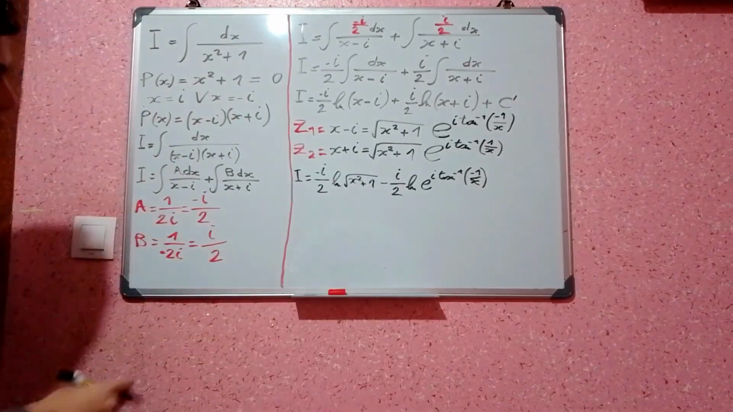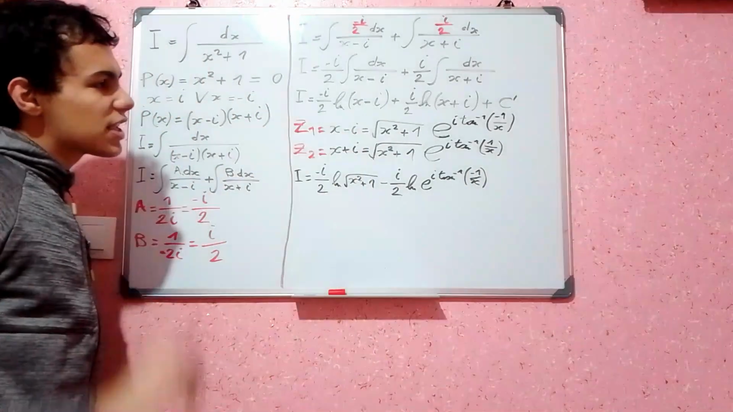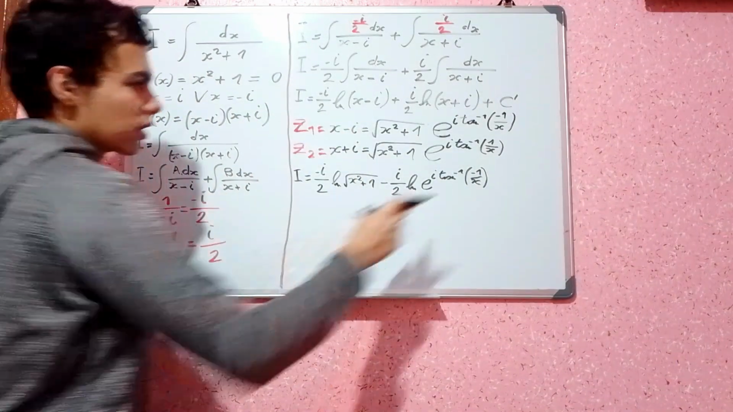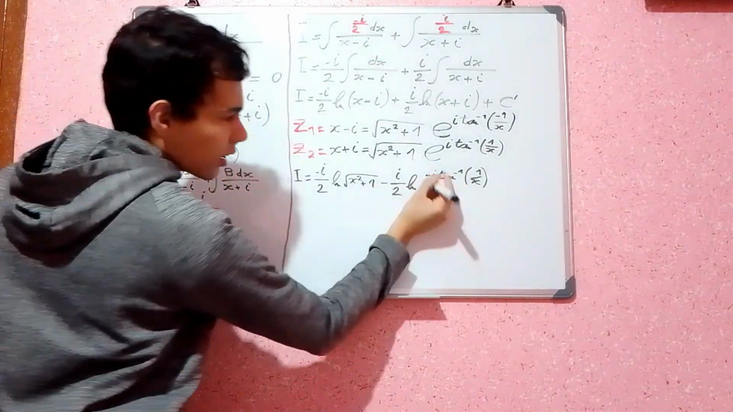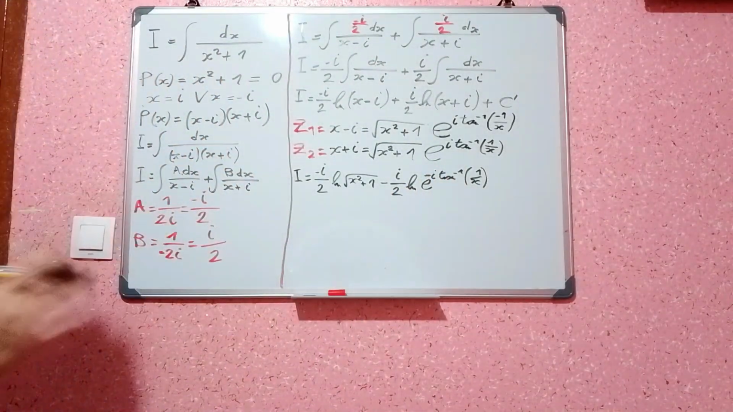Okay? And in fact, inverse tangent is an odd function. So we can put the minus here. Like in the sine. It's just the same thing. Okay?